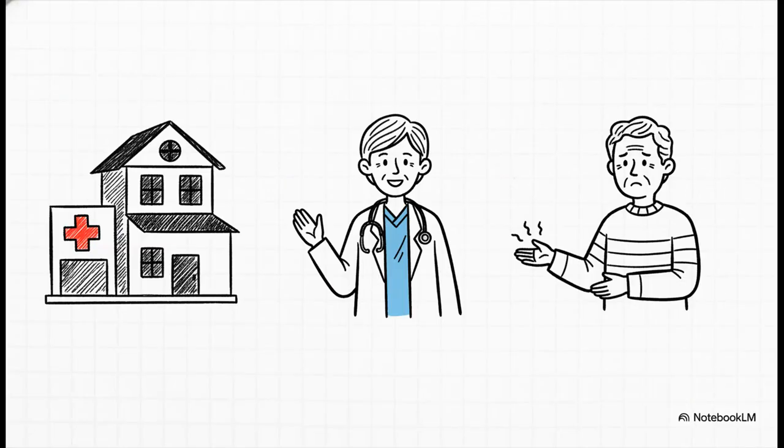All right, let's set the scene. You're in a GP surgery and you're the FY2 doctor. Your patient is a man between 50 and 60 years old who's come in because his hands are shaking. Your mission is simple. Take a focused history, do a relevant examination, and then create a safe management plan.